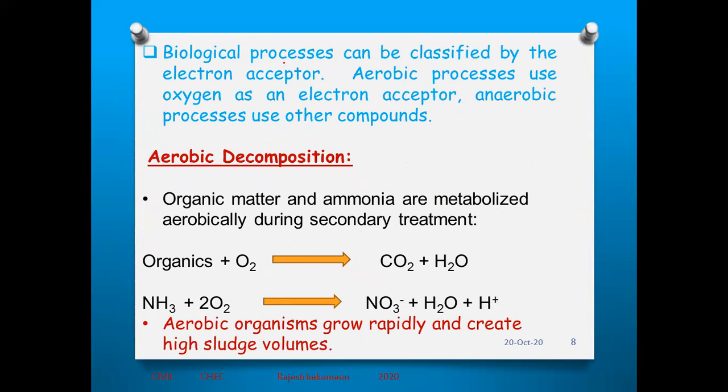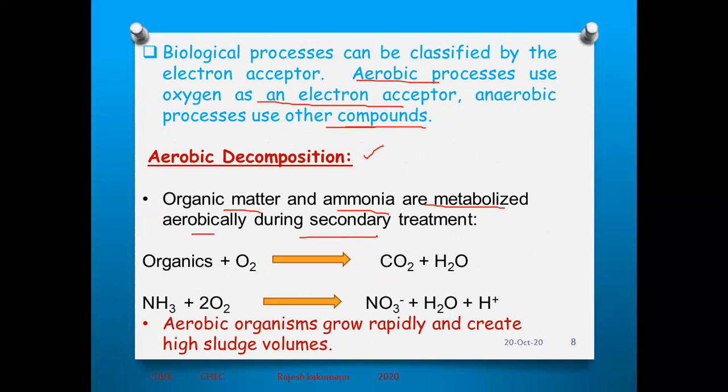The biological processes can be classified by the electron acceptor. The aerobic processes use oxygen as the electron acceptor, and anaerobic processes use other compounds. We already discussed that for the secondary process, we require aerobic and anaerobic processes. See how aerobic decomposition takes place in the water. In aerobic decomposition, organic matter and ammonia are metabolized aerobically, that is, in the presence of oxygen during the secondary treatment.